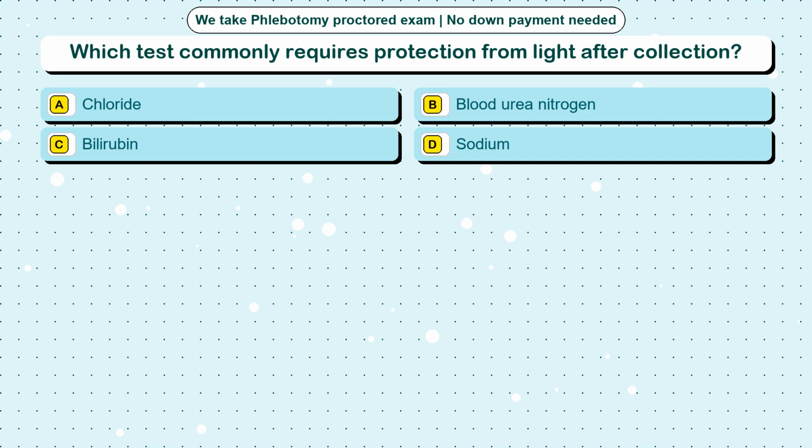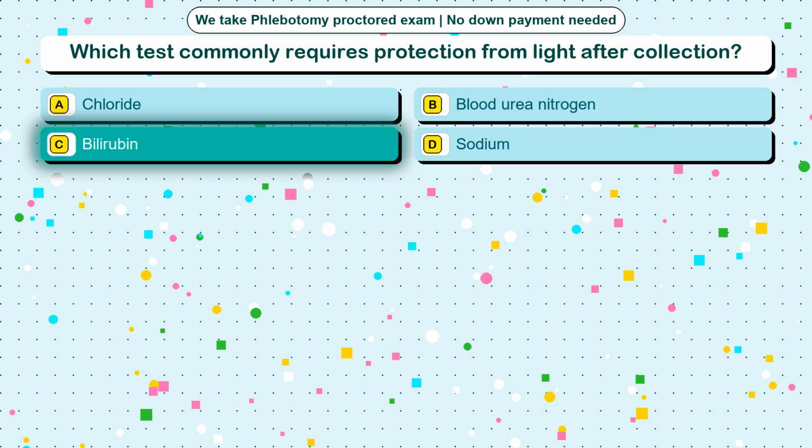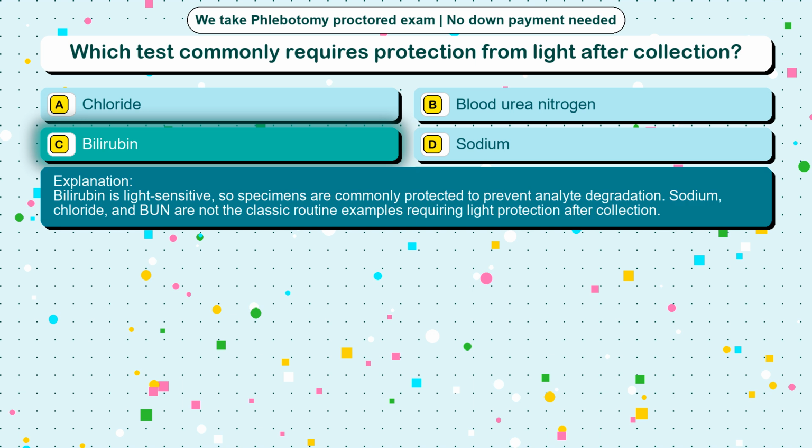Question 72. Which test commonly requires protection from light after collection? Option A. Chloride. Option B. Blood urea nitrogen. Option C. Bilirubin. Option D. Sodium. The correct answer is option C. Bilirubin. Bilirubin is light sensitive, so specimens are commonly protected to prevent analyte degradation.